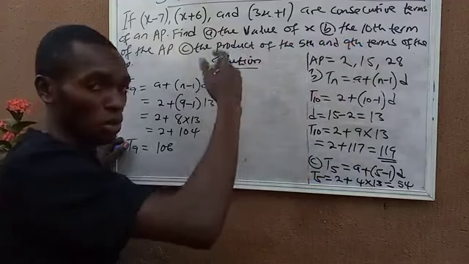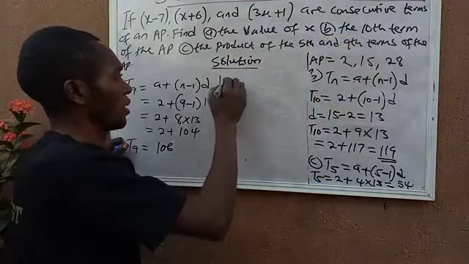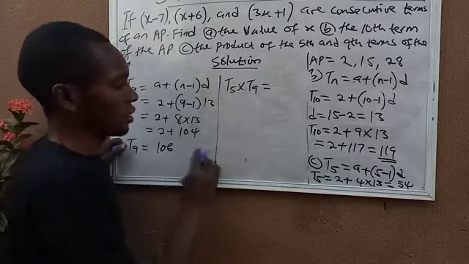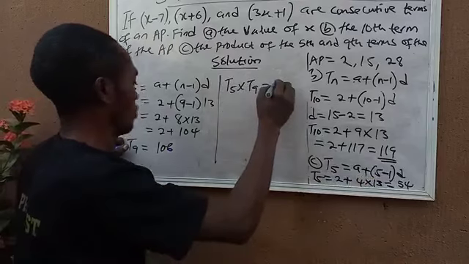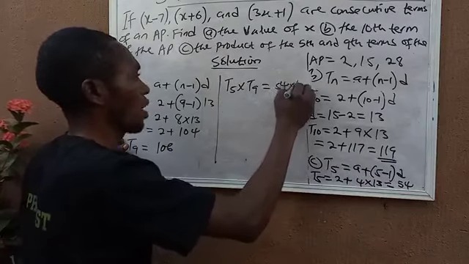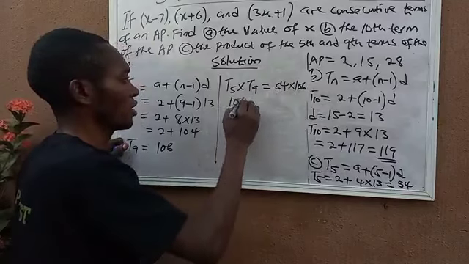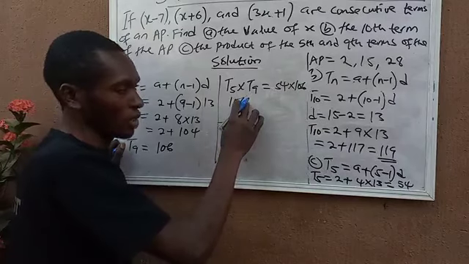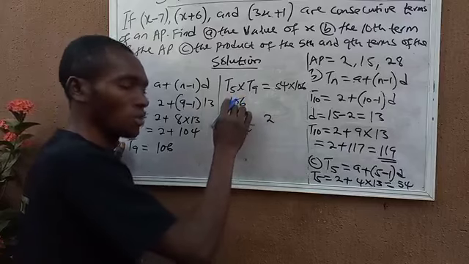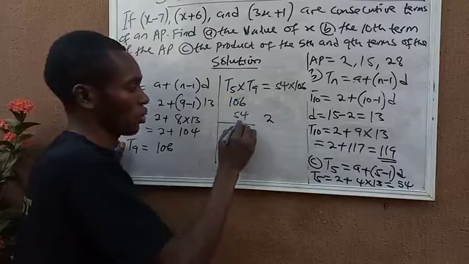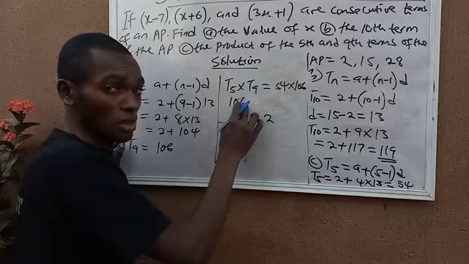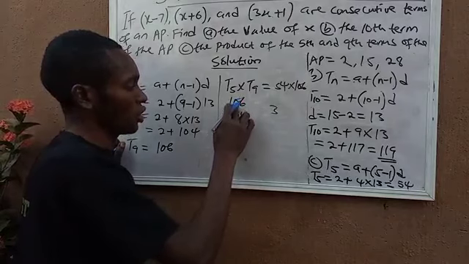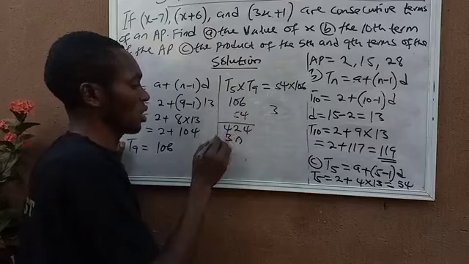So they ask us to look for the product. Product is times. So we can equally say T5 times T9, which is the same thing as 54 times 106. So we can arrange it like this, 54. Now 4 times 6 is 24, write 4 carry 2. 4 times 0 is 0, 0 plus 2, 2. 4 times 1 is 4. 5 times 6 is 30, write 0 carry 3. 5 times 0 is 0 plus 3, 3. 5 times 1 is 5.